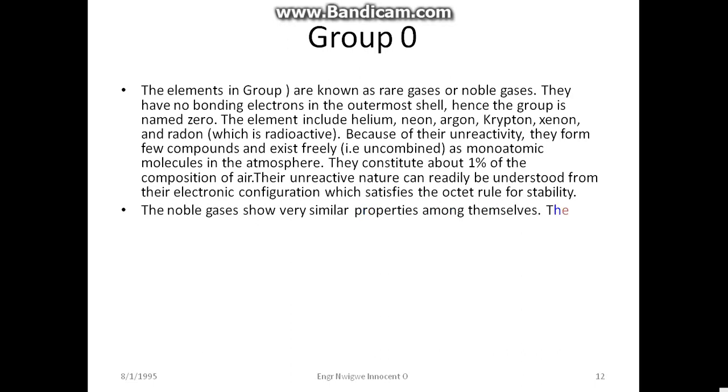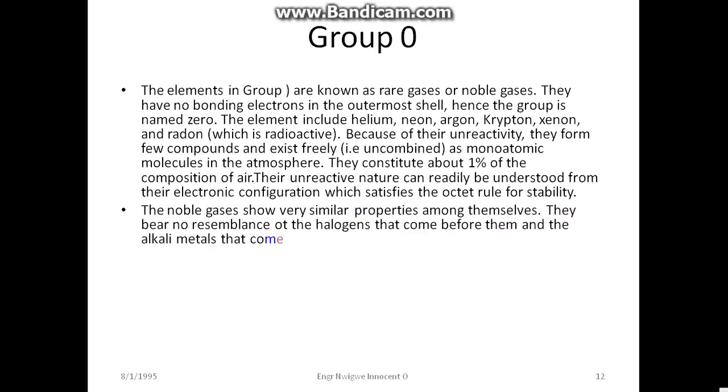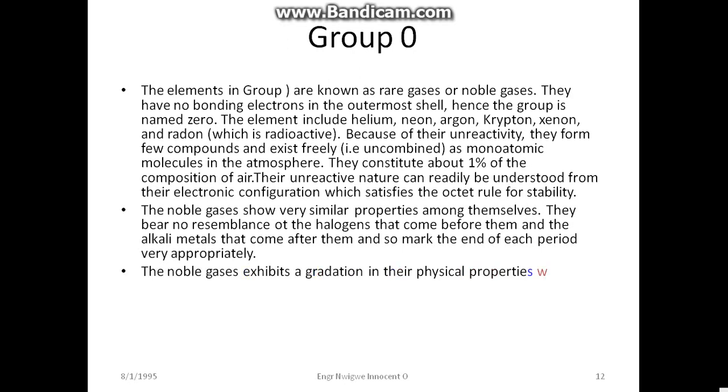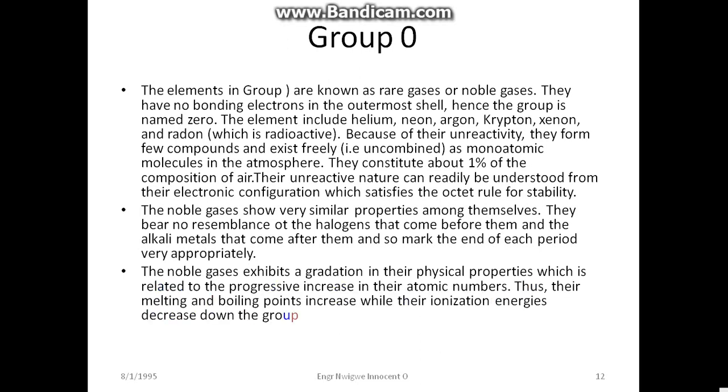The noble gases show very similar properties among themselves. They bear no resemblance to the halogens that come before them and the alkali metals that come after them, and so mark the end of each period very appropriately. The noble gases exhibit a gradation in physical properties which relates to the progressive increase in atomic number. Thus, their melting and boiling points increase while the ionization energy decreases down the group from helium to radon.